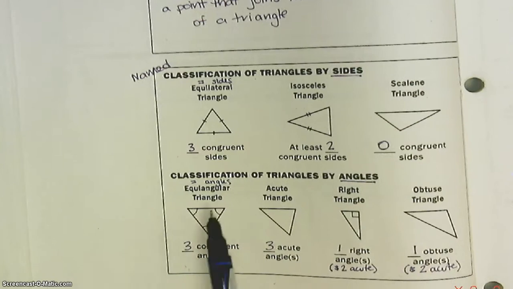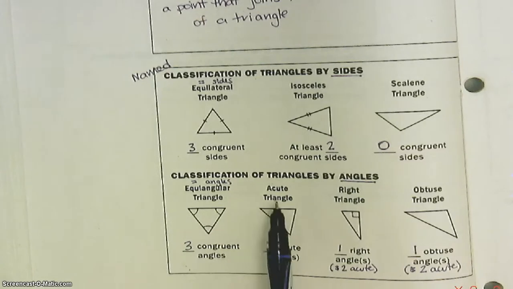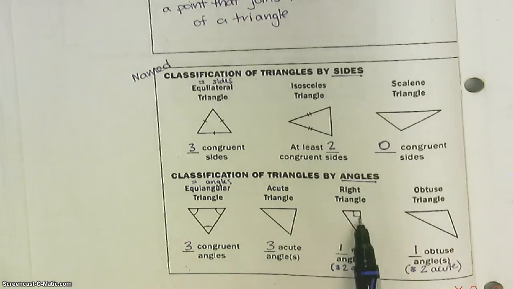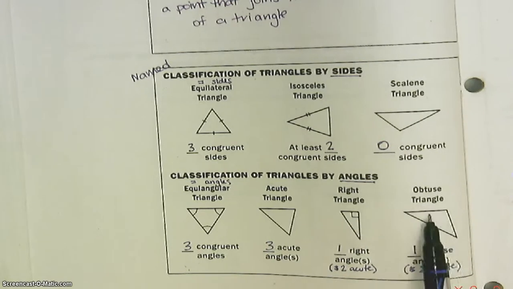In an equiangular triangle, there are three equal angles, congruent angles. Notice 1, 2, 3. In an acute triangle, there are three acute angles. Now in a right triangle, there's one right angle, and there's two acute angles. We couldn't have three right angles, that wouldn't be a triangle. In an obtuse triangle, we've got one obtuse angle and two acute.